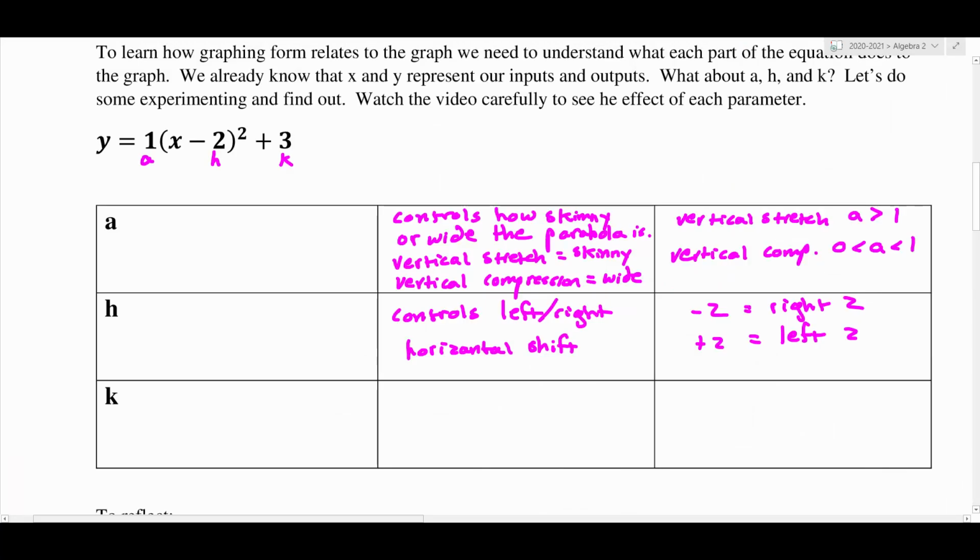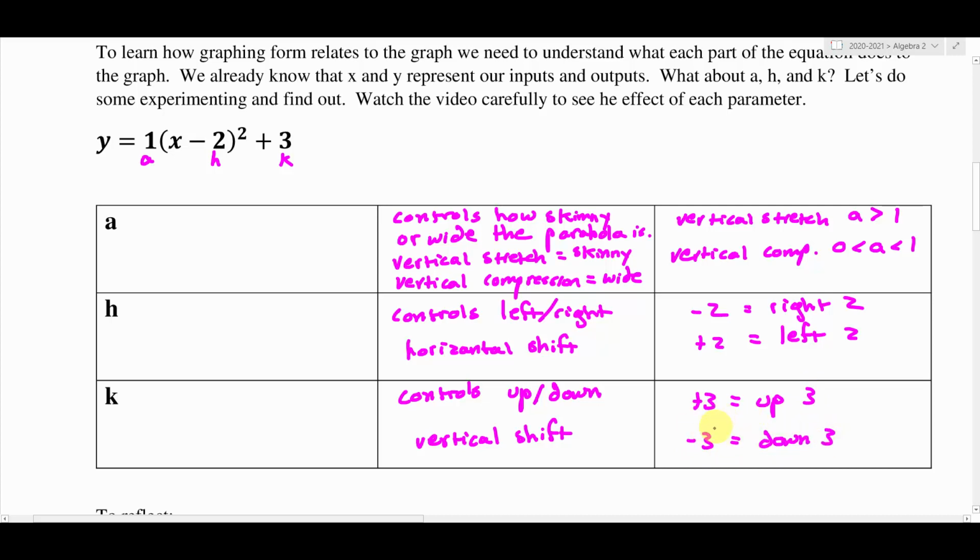All right, so let's go write some of that down. All right, so the k value controls up, down. And we call this a vertical shift. All right, so then from our example here, we have a +3, and a +3 equals up 3, right? If I did a minus 3, that would be down 3.